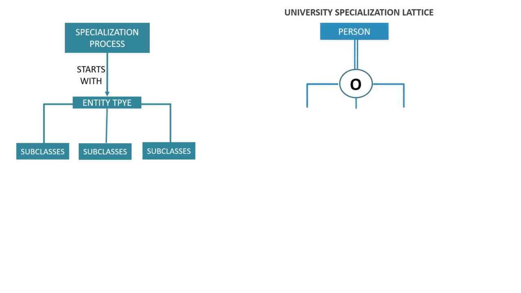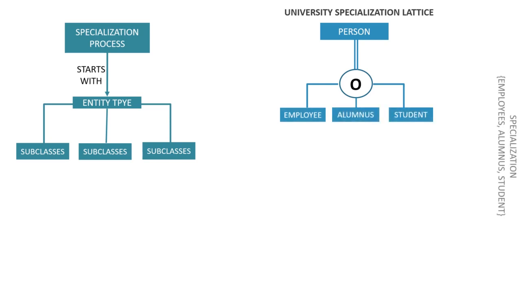In the specialization process, the database designers start with an entity type and then define subclasses of the entity type. For example, to design a specialization lattice for a university database, initially we specify an entity type person. Then we discover three types of persons in the database: employees, alumnus, and student. So we create the specialization as employees, alumnus, student. We choose the overlapping constraint here because a person may belong to more than one of the subclasses.